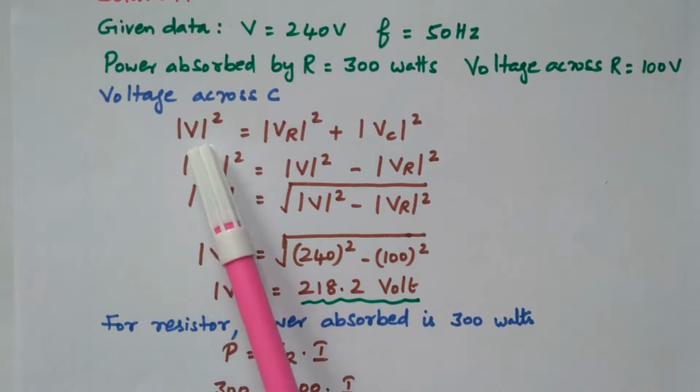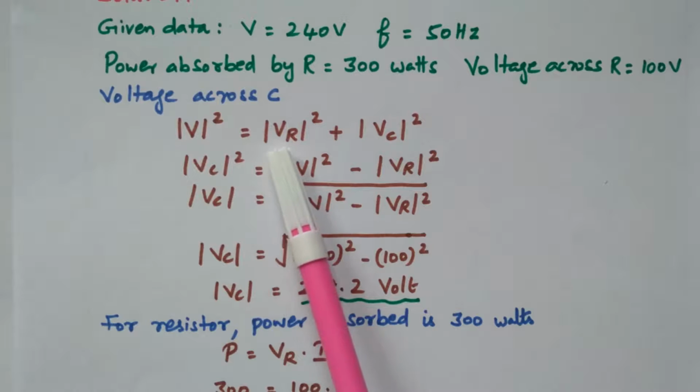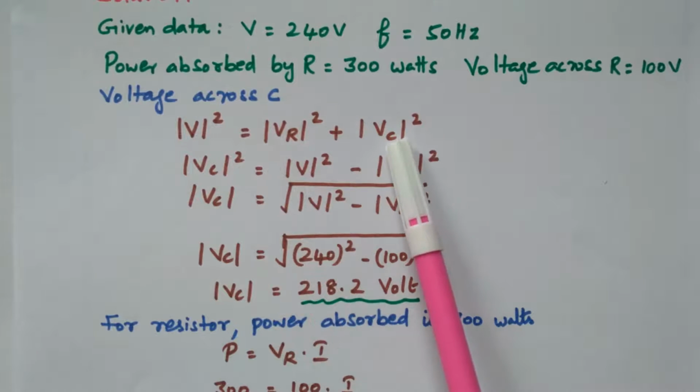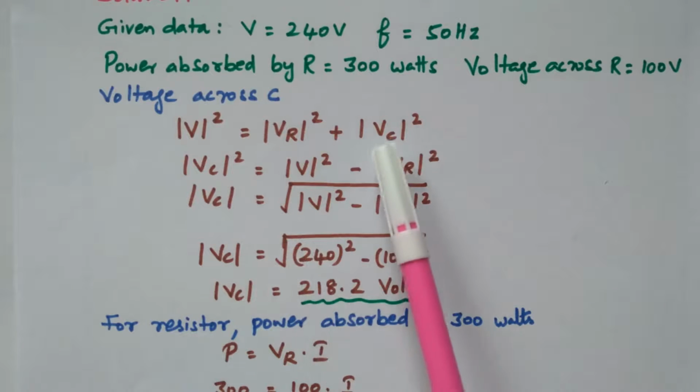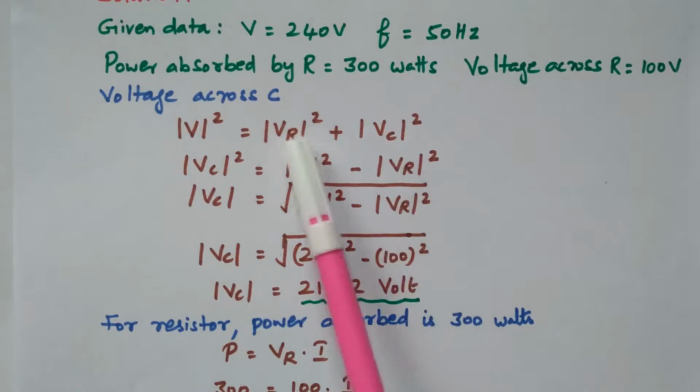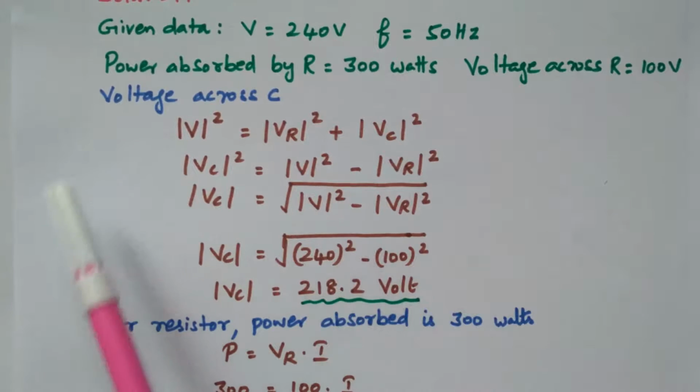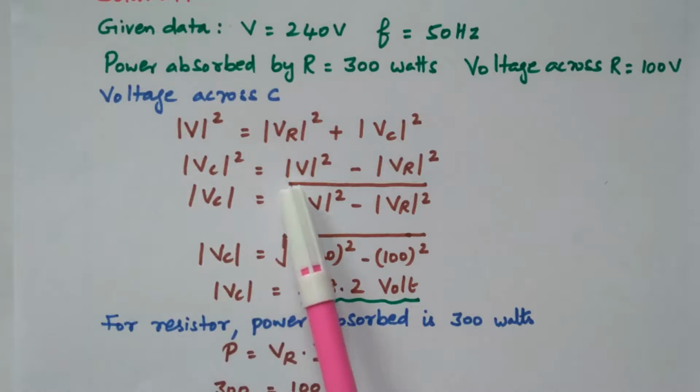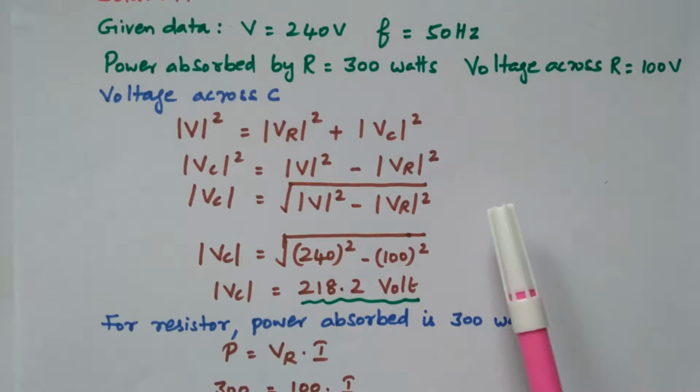First we will find the voltage. Based on the series circuit, total voltage equals the vector sum of the voltage across the resistor plus the voltage across the capacitor. So V² = VR² + VC². Now we need VC², so bring this VR to that side, so that VC² = V² − VR².